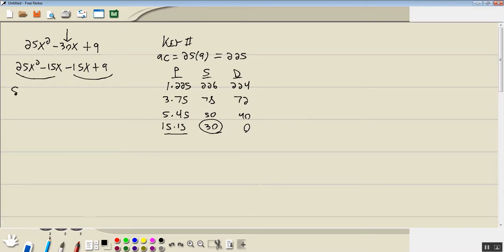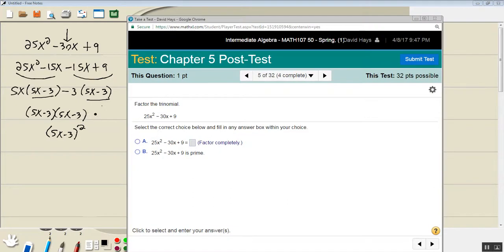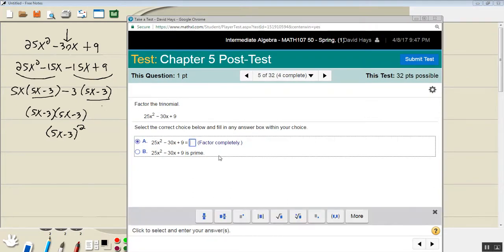First group has a 5 and an x in common, and that gives us 5x minus 3. Second group, the first term is negative, so I bring out a negative, and they're both divisible by 3. And that gives us 5x minus 3. Now our goal was to get this parentheses the same as this parentheses, which they are, so I'll factor it out. And that leaves us 5x minus 3. Oftentimes how that's written is 5x minus 3 squared. What does this say? Factor completely. I wonder what kind of form it wants. Let me put 5x minus 3 squared.